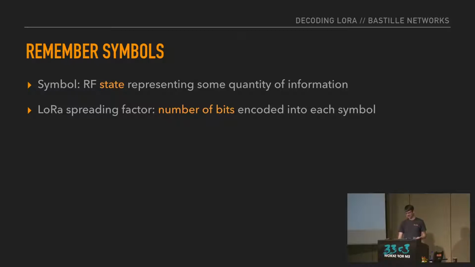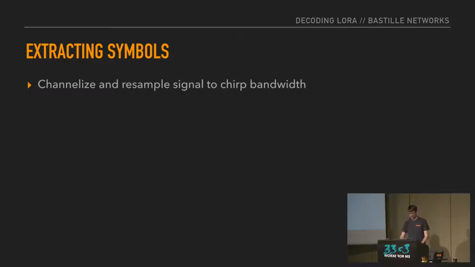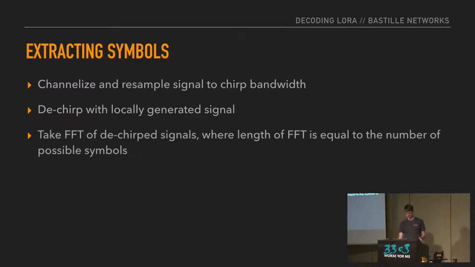So from that, how many possible symbols do we expect there can be? Well, each bit can have 2 states. It's a 0 or a 1. And there are spreading factor number of bits. So the number of symbols is 2 to the spreading factor. So how can we start to quantify these symbols and pull them out of the signal? The steps that I found were the trick to this were to channelize and resample the signal to the chirp bandwidth, and dechirp the signal with the locally generated chirp we just talked about.